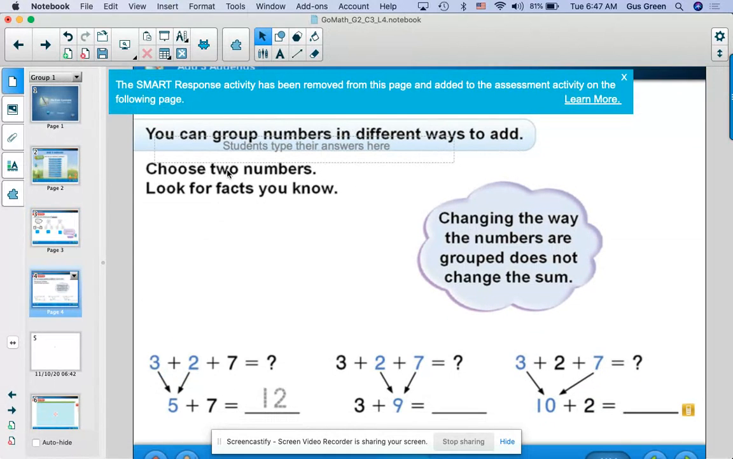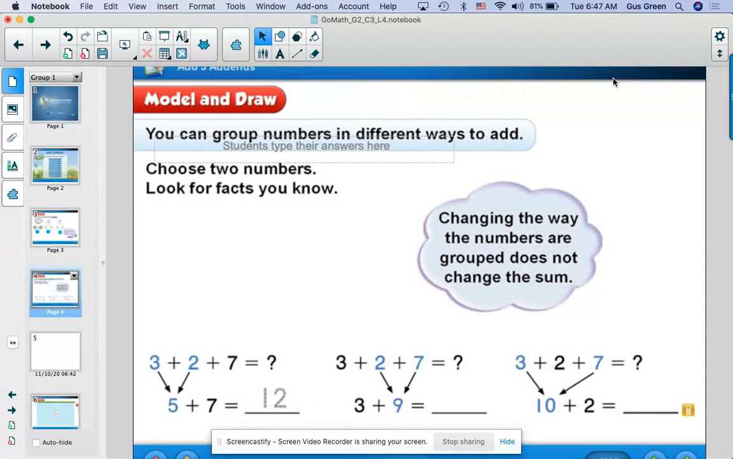All right, so what we're going to look at right now is that you can group numbers in different ways to add them, which basically just means you don't have to add the numbers in the order that they're written to get the correct answer. When you have three add-ins, you can add them up in any order you want. And here's a couple of examples. 3 plus 2 plus 7 equals what? You could add 3 plus 2 first and get 5, and then add the 7 to get 12. Or you could change it so that the 2 plus 7 equals 9, and 3 plus 9 equals 12.